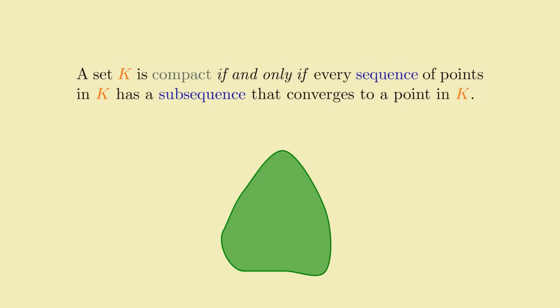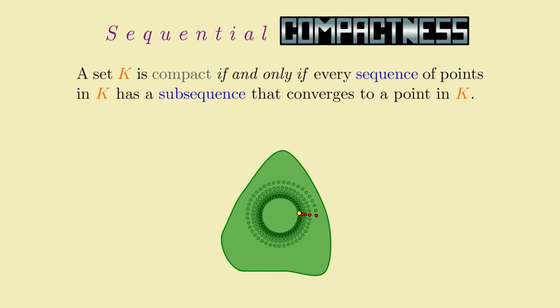Now, bringing it back to compactness, it turns out a set is compact if and only if every sequence of points that stays within that set has a subsequence that converges to a point also in that set. That is, a compact set is a set which forces any sequence of points within it to form clusters that converge toward a point also within the compact set. This is called sequential compactness, and it's equivalent to the standard notion of compactness, except in certain more unusual topological spaces, which we won't worry about here.